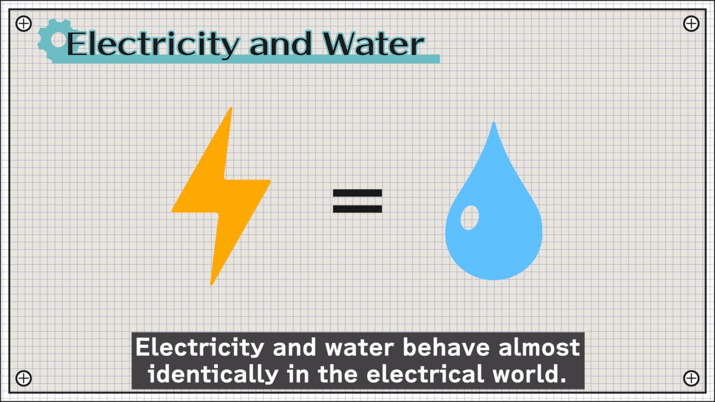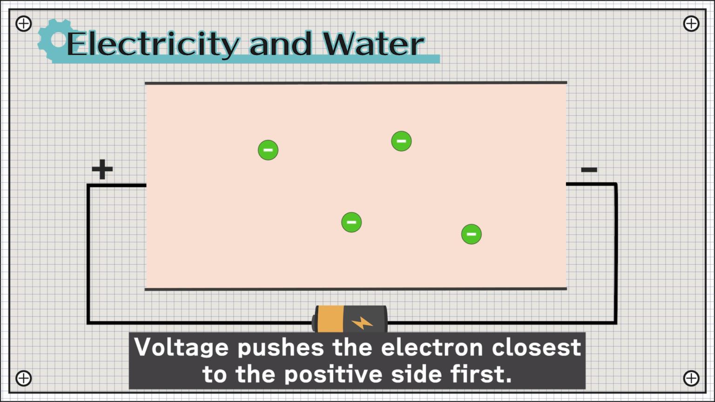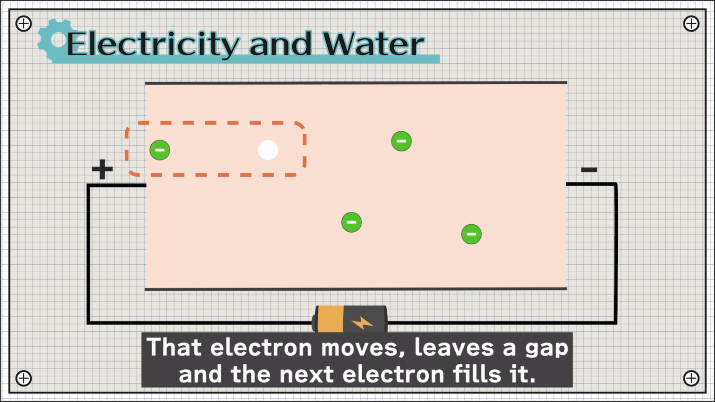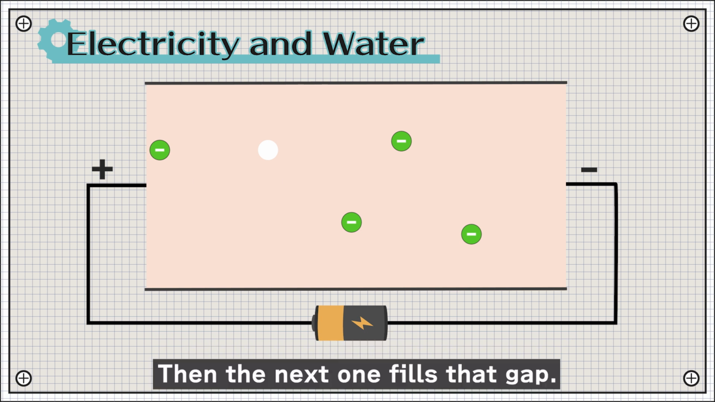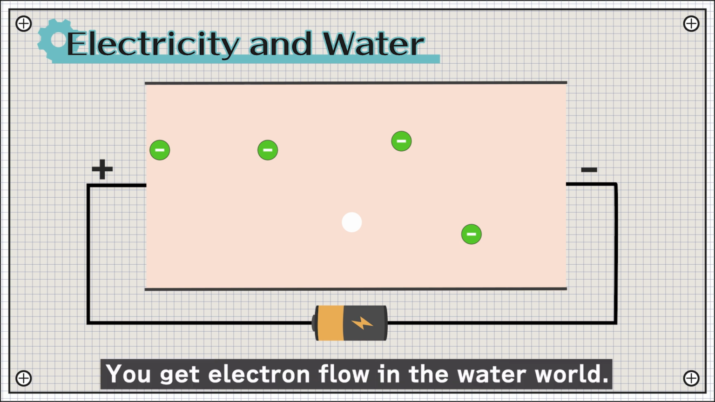Now here's something that'll make everything click way easier going forward. Electricity and water behave almost identically. In the electrical world, voltage pushes the electron closest to the positive side first. That electron moves, leaves a gap, and the next electron fills it. Then the next one fills that gap. Repeat forever, you get electron flow.